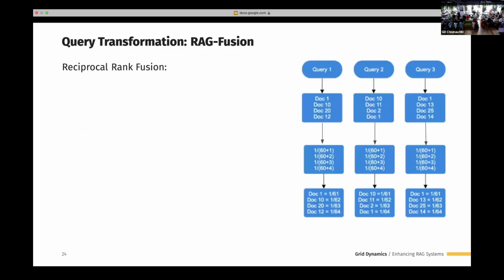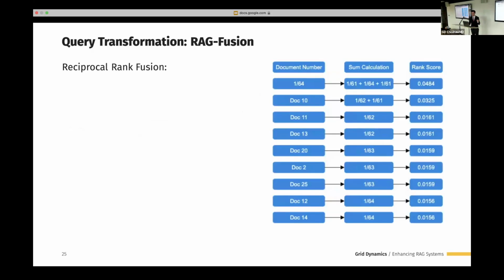So you can see we have three queries and three different lists of retrieved documents. You can see they have different ranks and different lists. And we calculate this score for each of them, and then we just sum the score for each document across the different lists. Based on that, we sort them and find which document is the best.